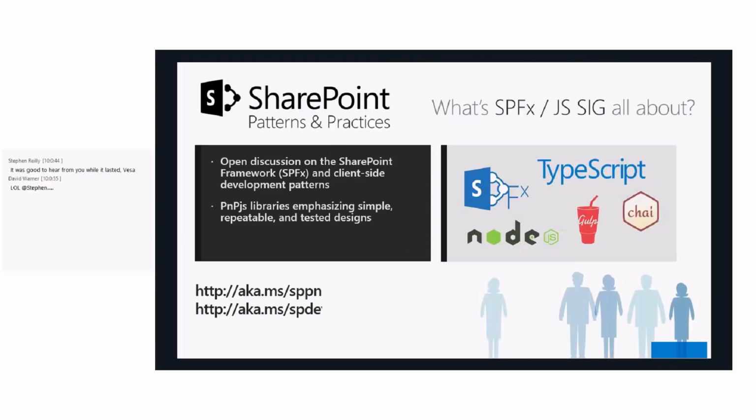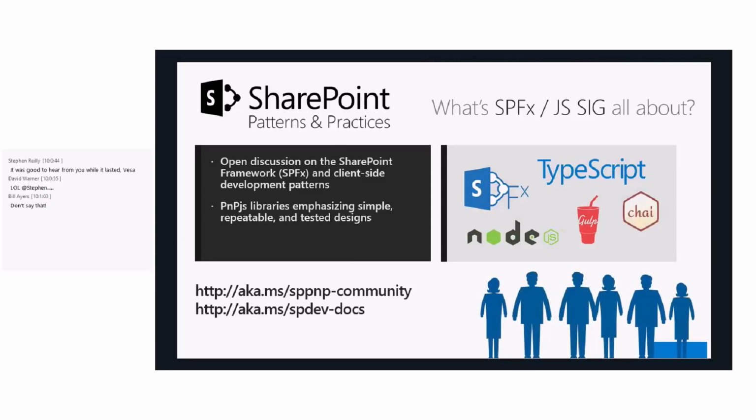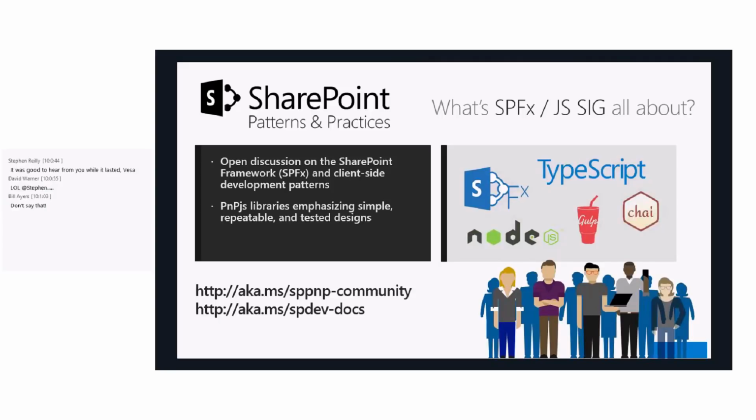For those of you who might be new to the call or new to watching these recordings, we always like to go over what we're discussing and why we have these calls. The Special Interest Group calls are part of the larger SharePoint Patterns and Practices program, and the idea was really to provide a forum to focus on different areas. This call is focused on an open discussion around SharePoint Framework and client-side development patterns associated with SharePoint, as well as the PnP JS libraries and the reusable controls and the Office 365 CLI, which are emphasizing simple, repeatable, tested designs and patterns to hopefully make your development lives a little bit easier.